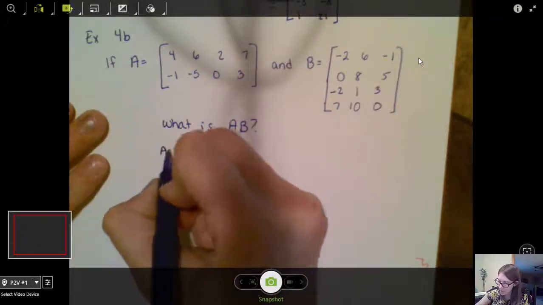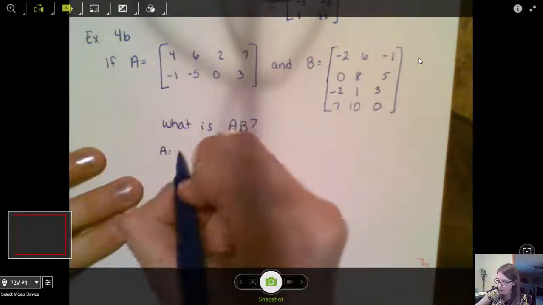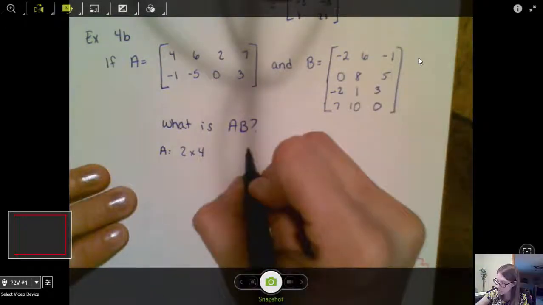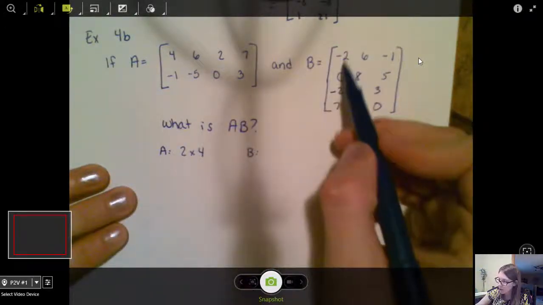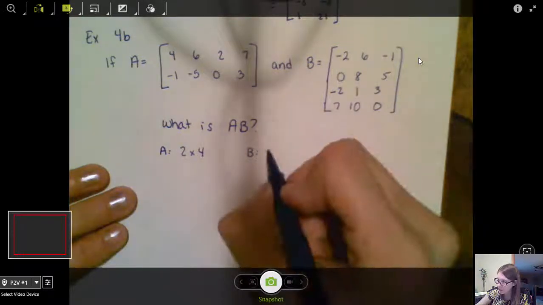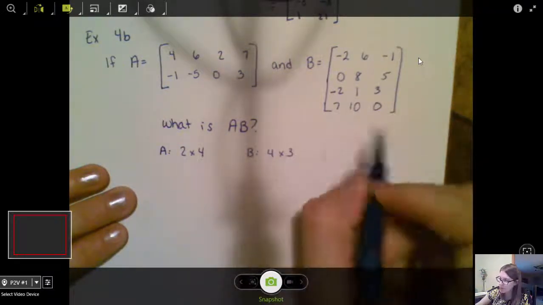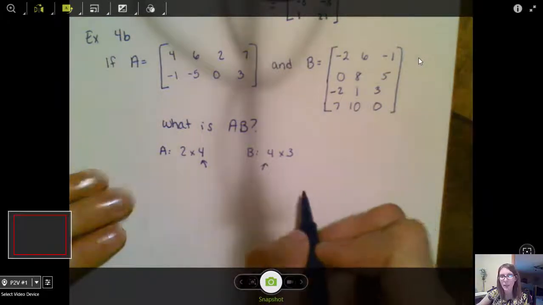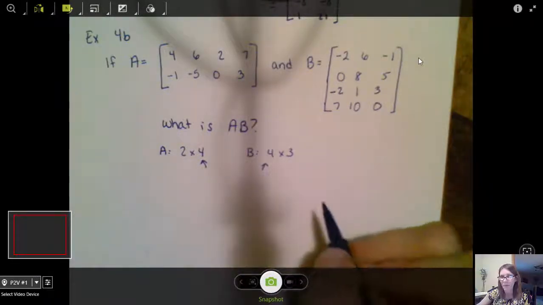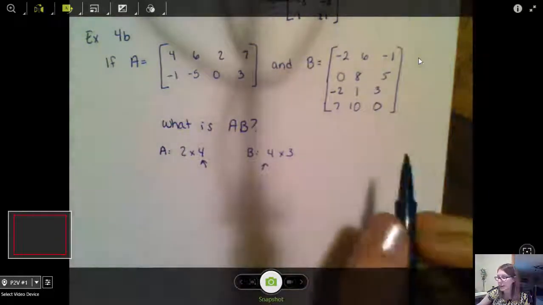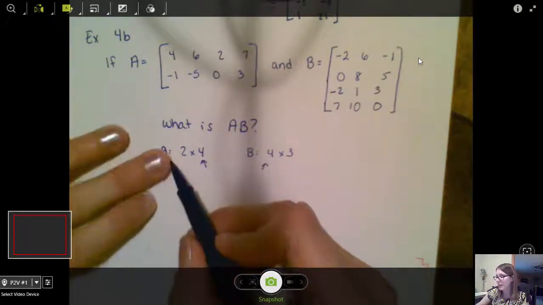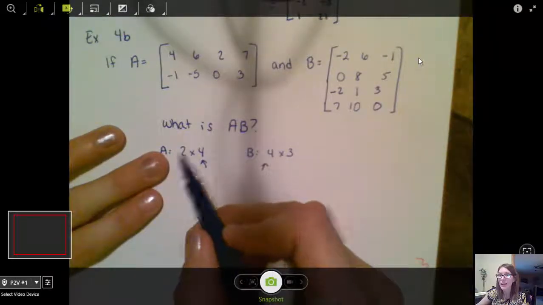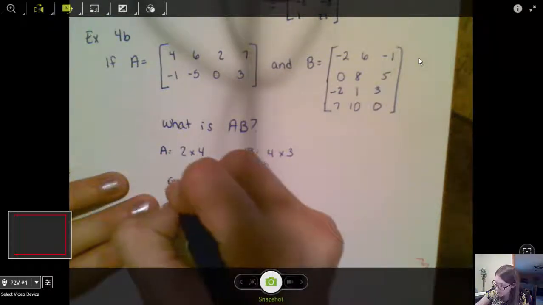So matrix A, we have 2 rows, 4 columns, it's a 2 by 4. Matrix B, we have 4 rows and 3 columns. So keep in mind that these inside numbers have to be the same, which they are. That tells us we are able to multiply our matrices. And then the outside numbers tell us what our resulting matrix is going to be. We're going to end up with a 2 by 3.